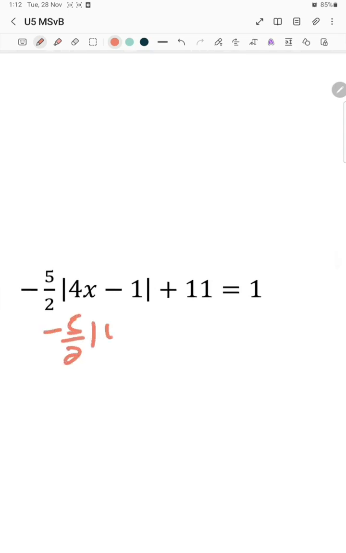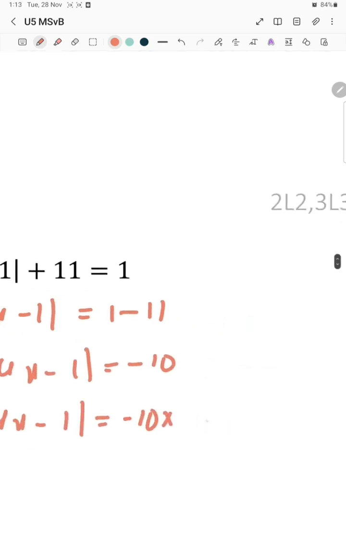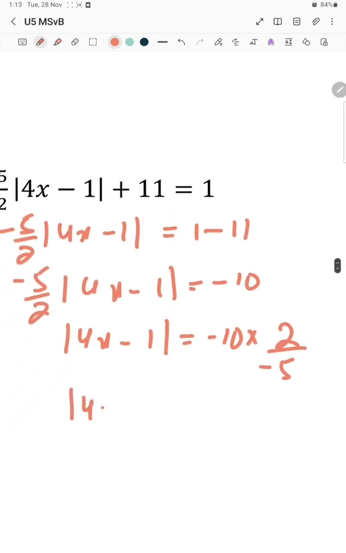Minus 5 by 2, 4x minus 1 is equal to 1 minus 11. Minus 5 by 2, 4x minus 1 is equal to minus 10. 4x minus 1 is equal to minus 10. Multiply by 2 by minus 5, and the 5 2s are 10, 2 2s are 4.